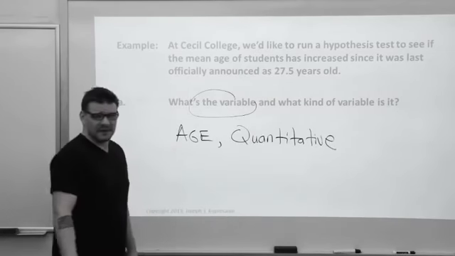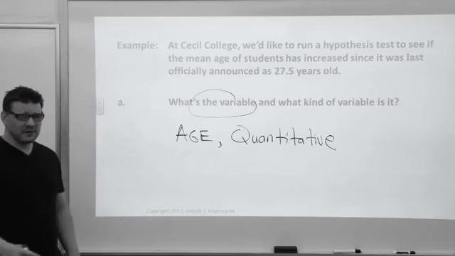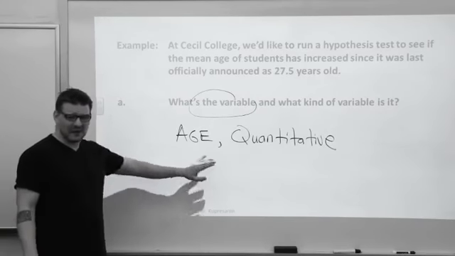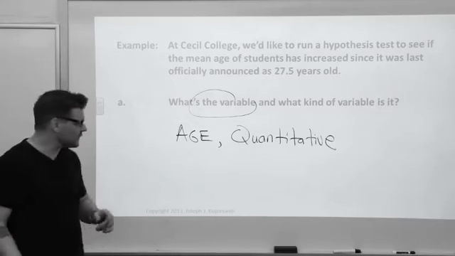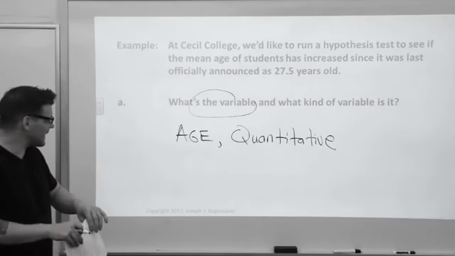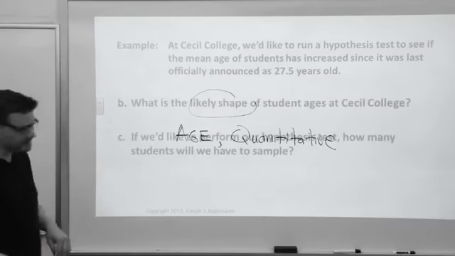I know this seems awfully basic, but at the end of the course, students sort of forget the easy stuff from the beginning of the course. Not you students, former students would forget this. Variable's age, and it's quantitative.